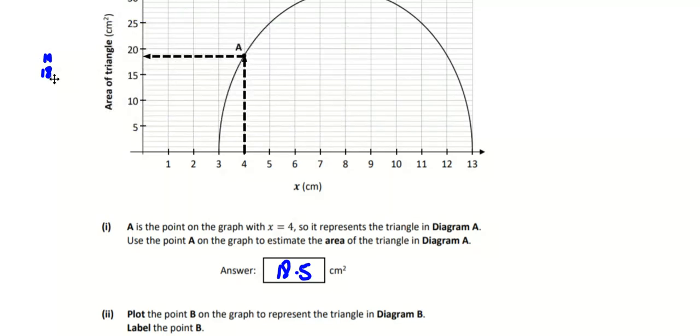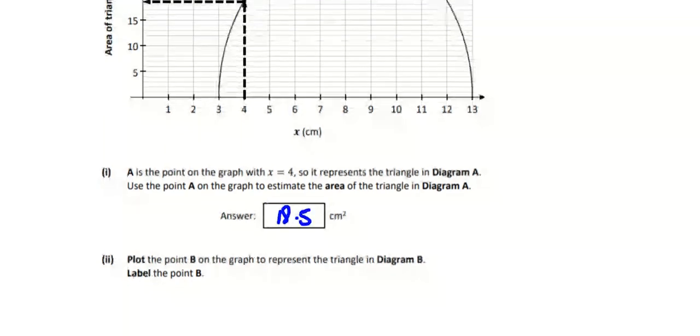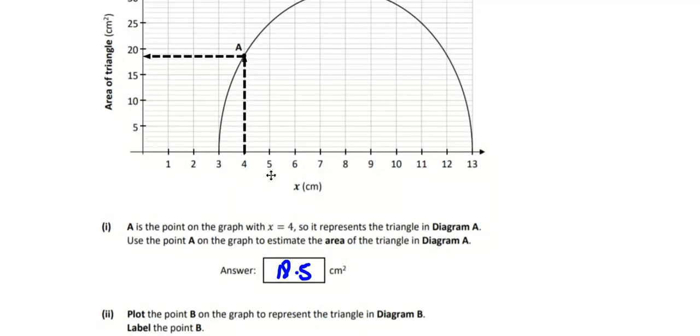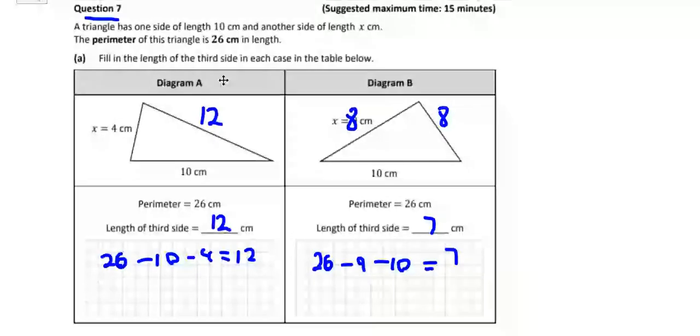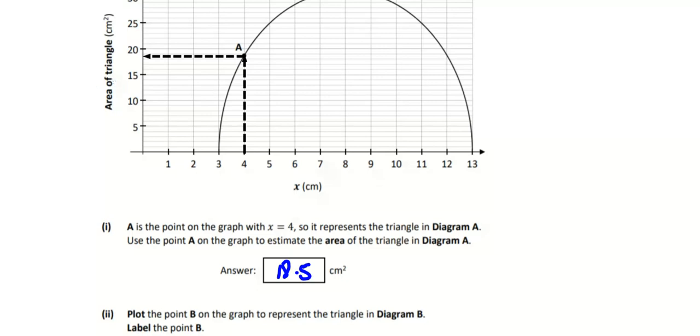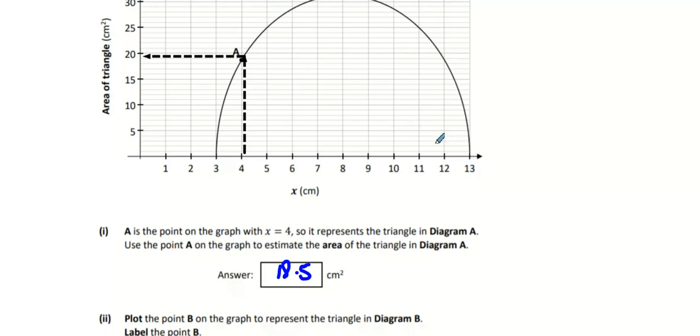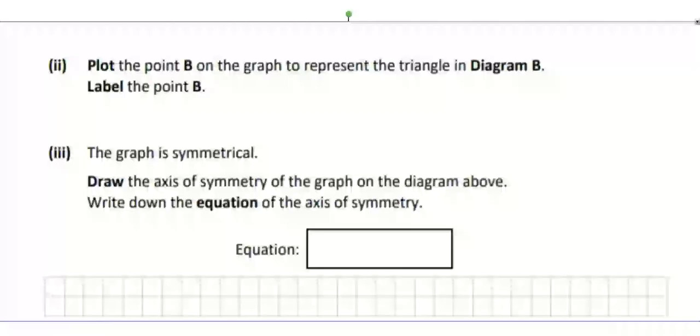Now, let's move on. Plot the point B on the graph to represent diagram B, and label the point B. Okay, so x equals 4 was diagram A. This means x equals 9 must be diagram B. So where's x equals 9? We can see that x equals 9 seems to be quite a large amount. So 9 is up here. We can call that diagram B. There we are, roughly there. There's diagram B. Label the point B. Done.